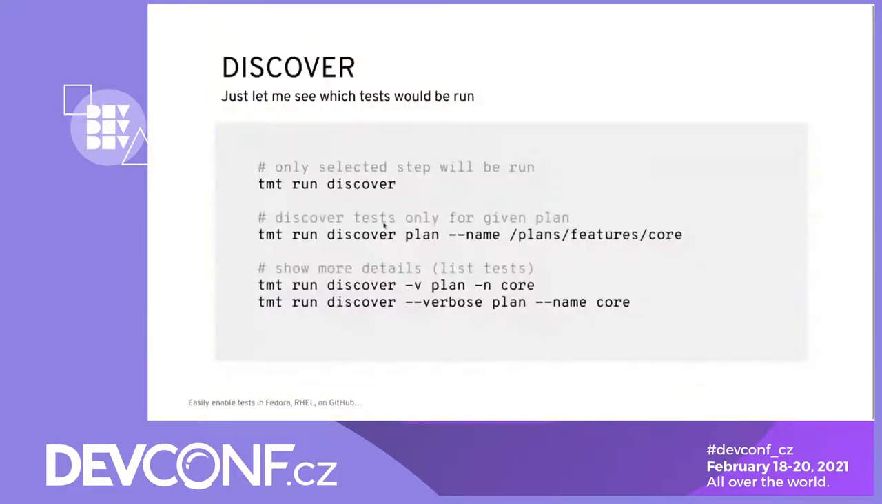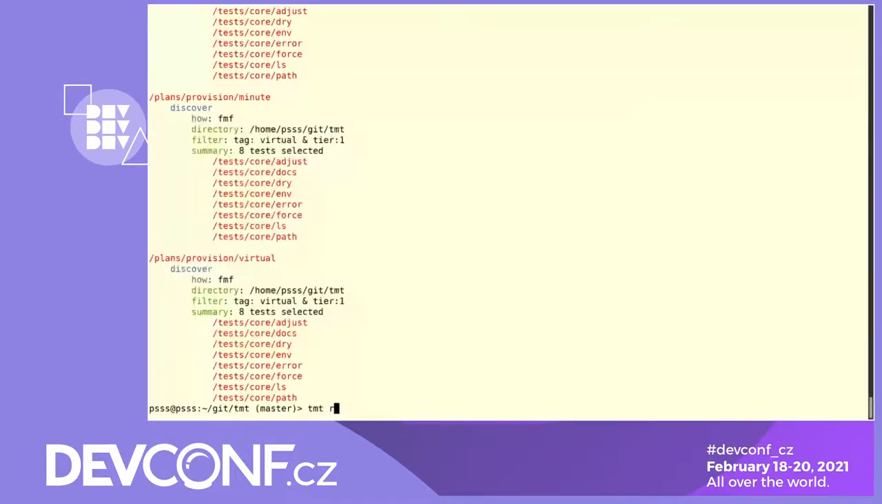So now you know how to discover tests. tmt run discover, you can shorten if you are lazy. Plan name core. Okay, so you can select. Tell me what's the plan name. Oh, okay, discover verbose. Let's see. So we have 10 tests for the features core plan. Okay, that was covered.